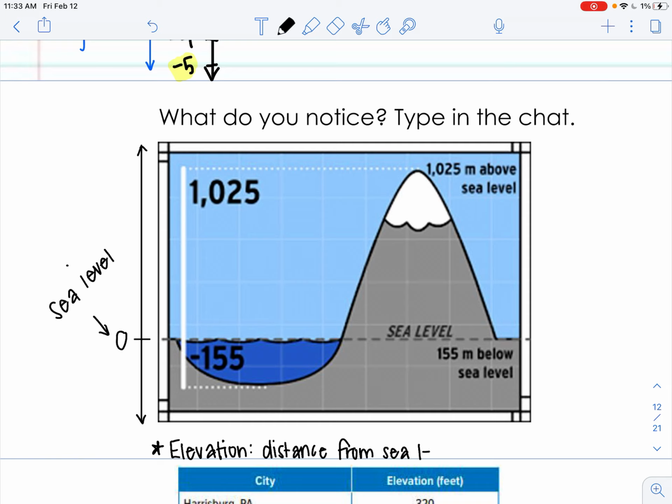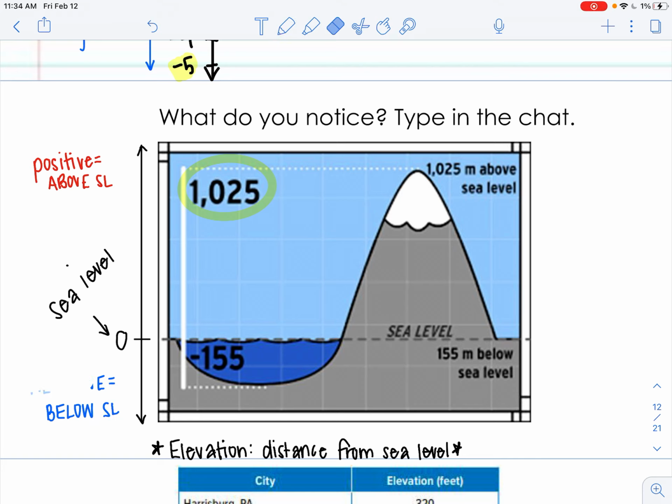Now, you might notice that we have positive elevations, like up here, 1,025. Those are elevations that are above sea level. So I'm going to go ahead and write it on my number line, which you might want to draw in your notebook, that my positive numbers are above, and I'll write SL for sea level. In comparison, below 0, I have my negative numbers, which are below sea level.